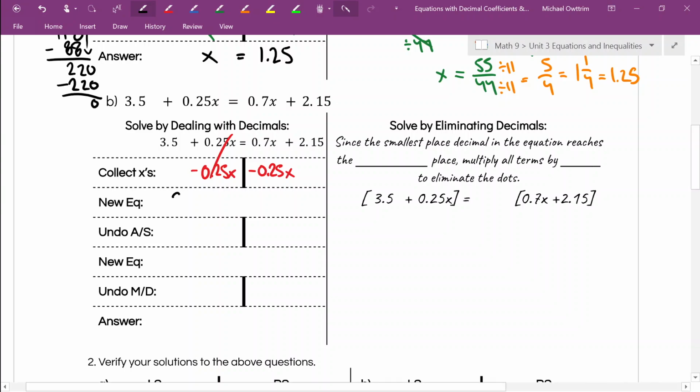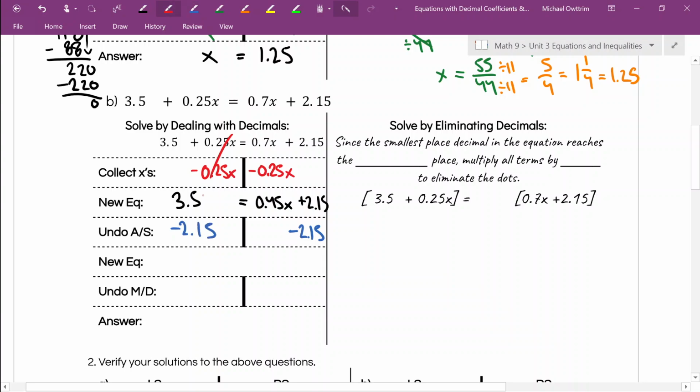Okay, we still have our constant 3.5 on the left side. On the right side, if it was 0.7 take away 0.2, that would be 0.5. Take away a further 5/100ths, that's going to be 0.45x. Then we still have our constant of 2.15. From here, we're going to undo our addition. So the opposite of adding 2.15 is subtracting 2.15 from both sides.